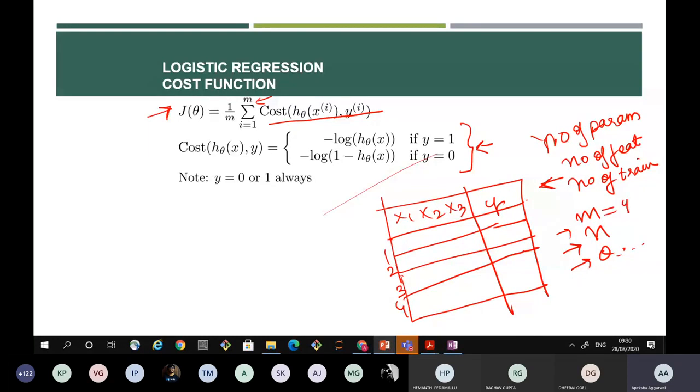N is the number of features. So x1, x2, x3, so n is equal to 3. And then theta is the parameter. So h theta(x) has one extra parameter, that is theta naught, plus theta 1 x1 plus theta 2 x2 plus theta 3 x3. This would be our hypothesis. So how many parameters? 1, 2, 3 and 4. So 4 parameters. Okay, so any doubt about this?